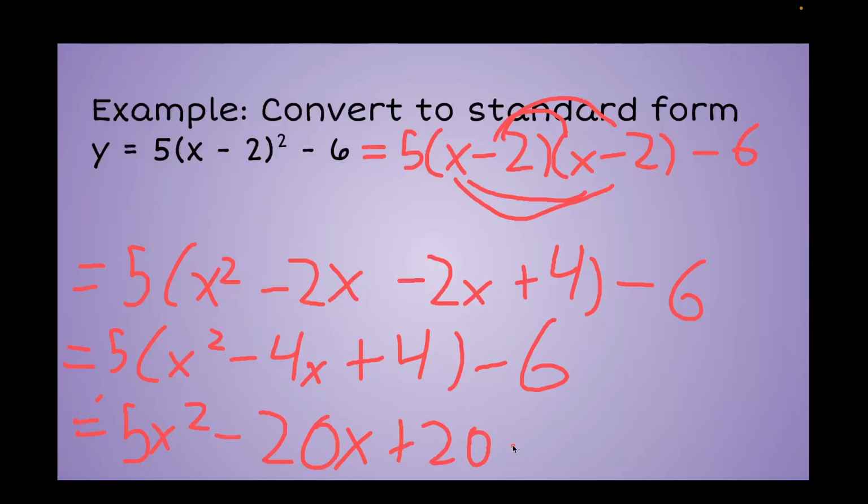And now the parentheses are gone, and now we have this minus 6 out here. And we have to combine like terms one more time. This 20 and this 6 is going to get us to 5x squared minus 20x plus 14. And we also want to put the y equals in the front. This is a y equals, and that's a 14. This is a negative 20x.